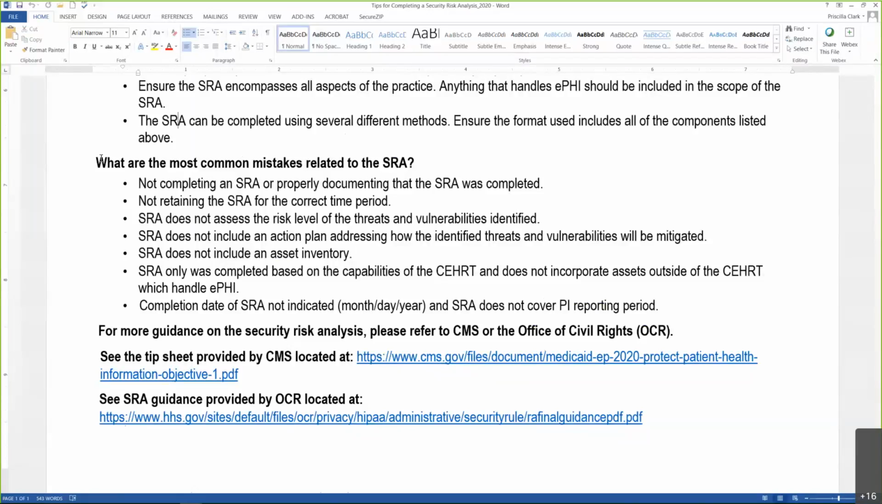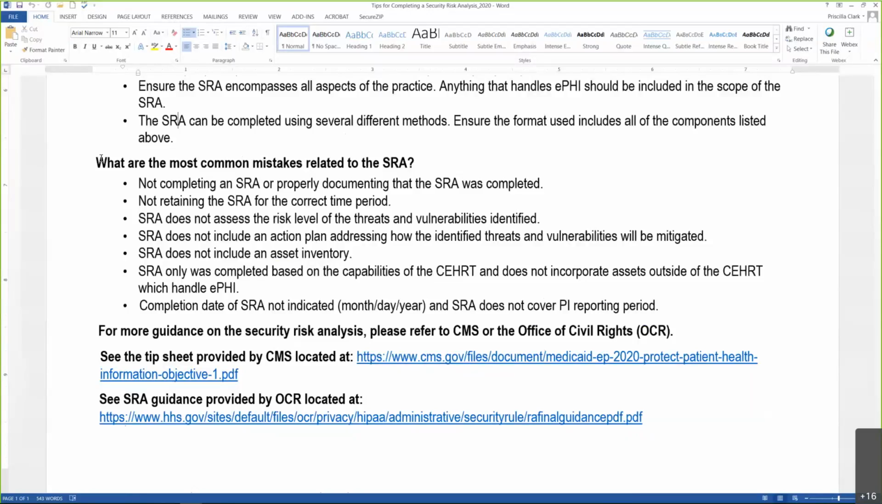Another common failing is if the SRA does not include an action plan addressing how the identified threats and vulnerabilities will be mitigated. Anything that's medium or high, you need to make sure there's an action plan or you explain why you're not implementing an action plan. If the SRA does not include an asset inventory, then they do not meet the requirements of the program. If the SRA was only completed based on the capabilities of the CERT and does not incorporate assets outside of the CERT, which handle electronic PHI, that is also a failing point.